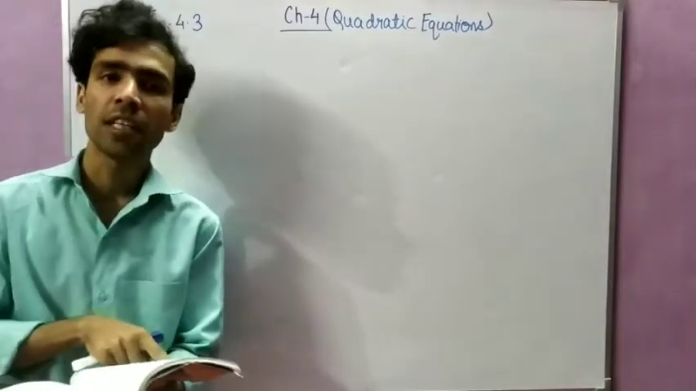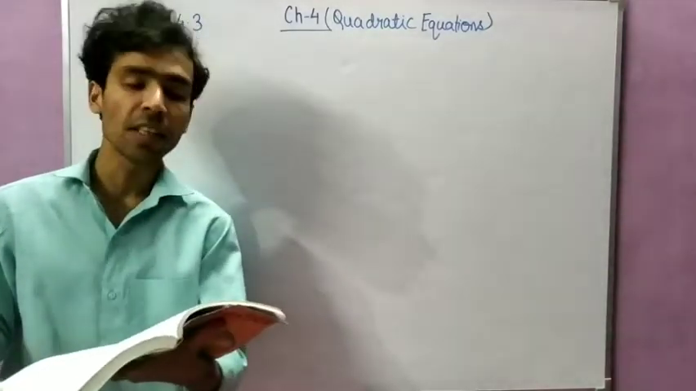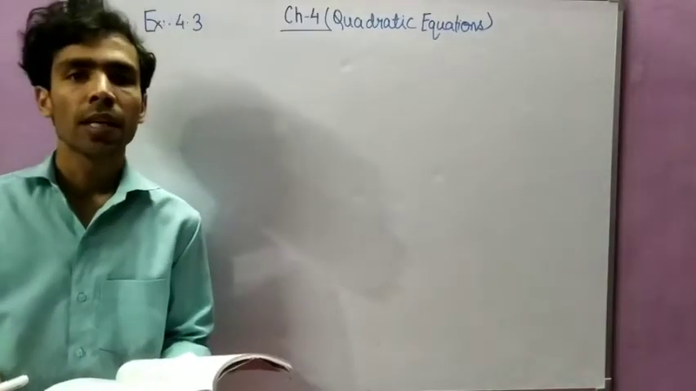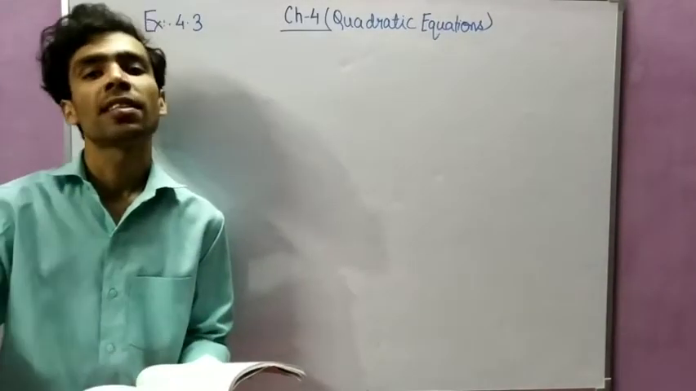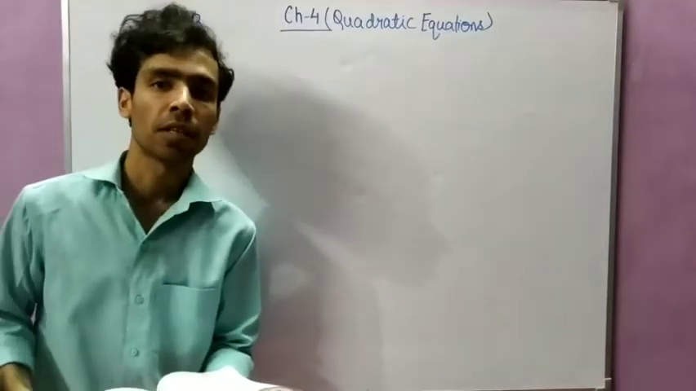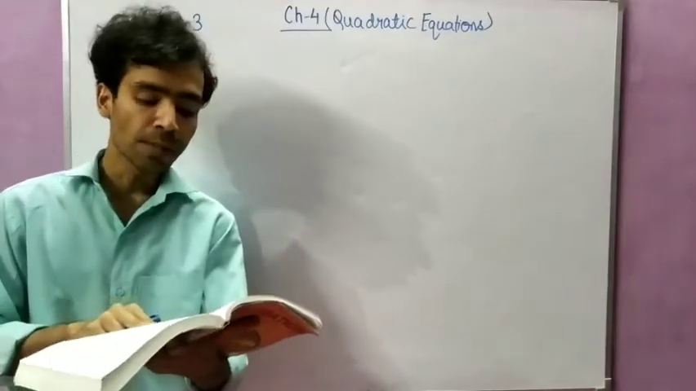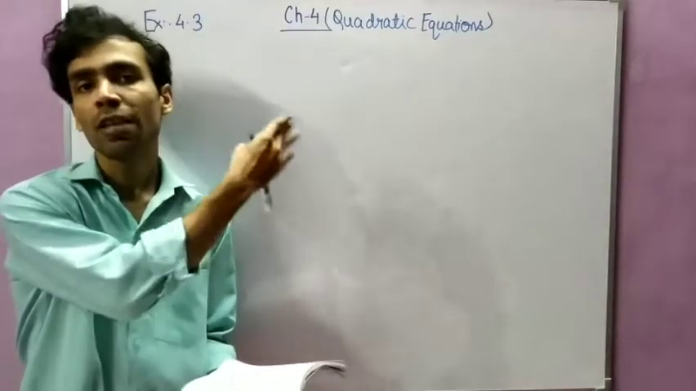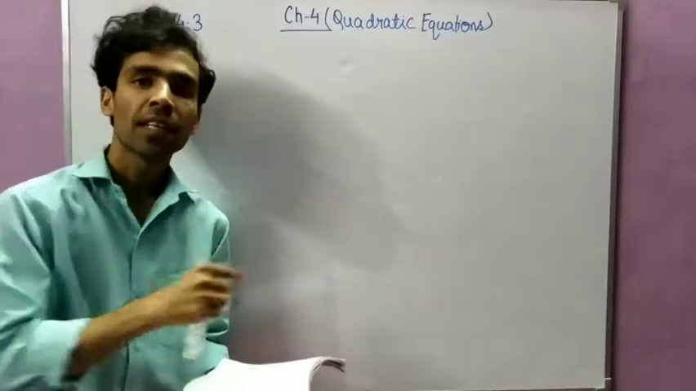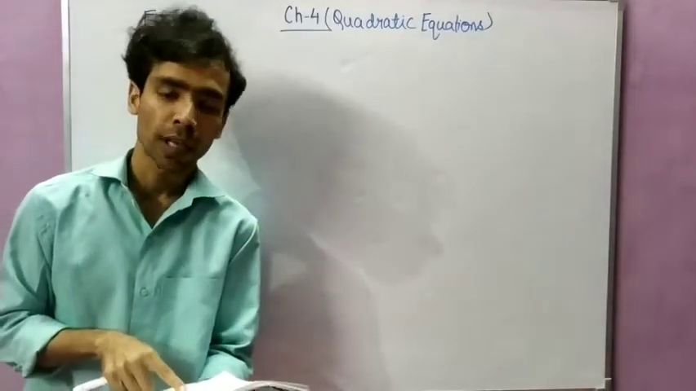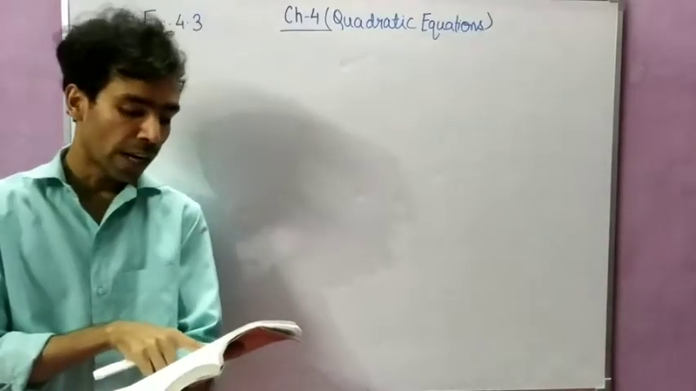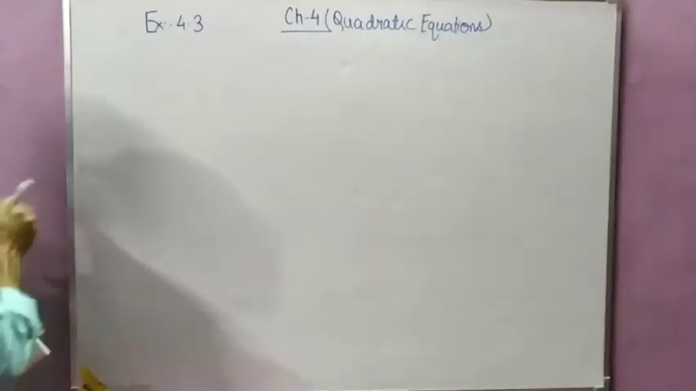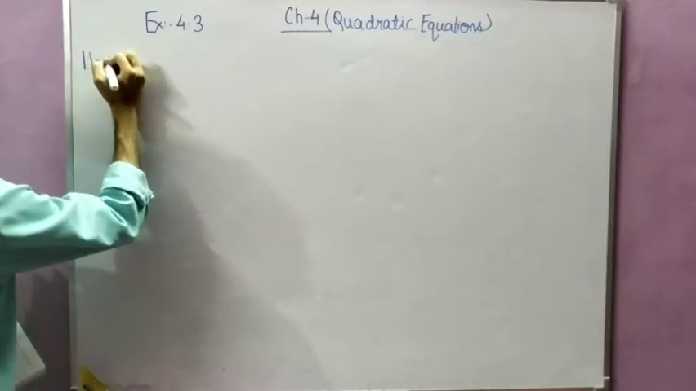In question number 10 there are two trains, one is a special train and one is an express train, and they have to cover 132 kilometers, and the express train takes 1 hour less than the special train. So you have to find the speed of both trains. This question is the same as question number 8. Whatever concept I applied in question number 8, the same will apply in question number 10. So this question I will not tell you, I will tell you question number 11, the last question of exercise 4.3.